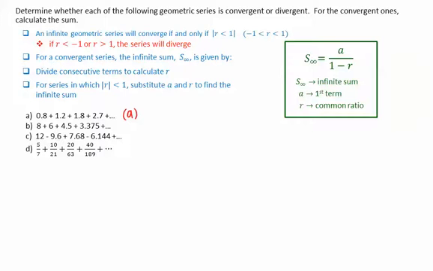For A, we first calculate the value for r. We can divide the second term by the first term, 1.2 divided by 0.8. This gives a result of 1.5. Since r is greater than 1, this is a divergent series.